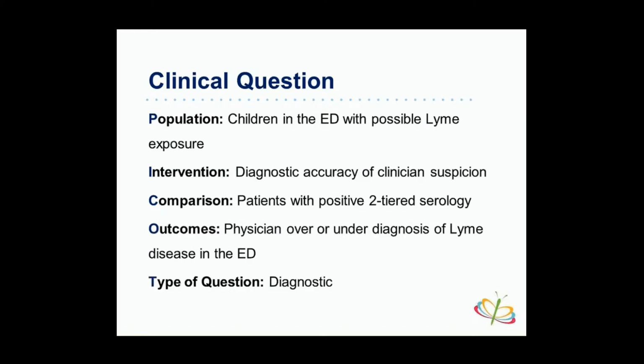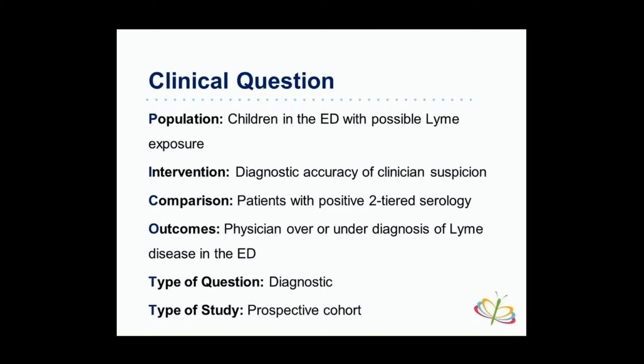So, in terms of our clinical question, the population that we looked at in terms of our PICO-TT format were children who presented to the emergency department with potential Lyme disease or exposure. The intervention in this study was actually the diagnostic accuracy of clinician suspicion, specifically in the absence of erythema migrans. What it was compared to in terms of a gold standard was positive two-tiered serology, meaning the ELISA and the Western blot, and then outcomes were either physician over or under diagnosis of Lyme disease in the ED. So overall, we treated this as a diagnostic question, and the type of study that this study used was a prospective cohort.